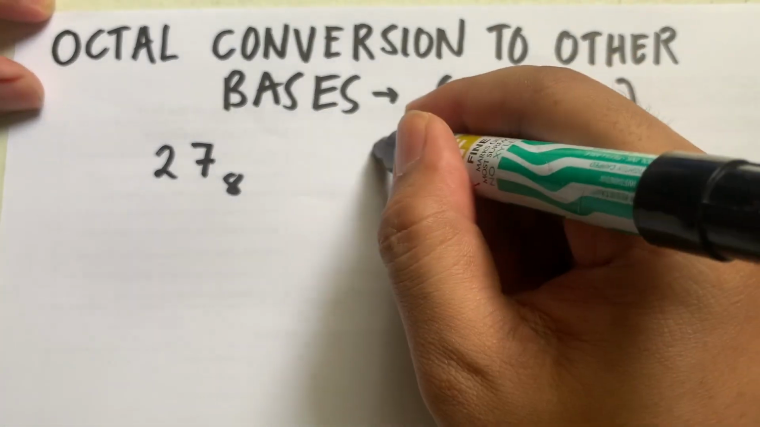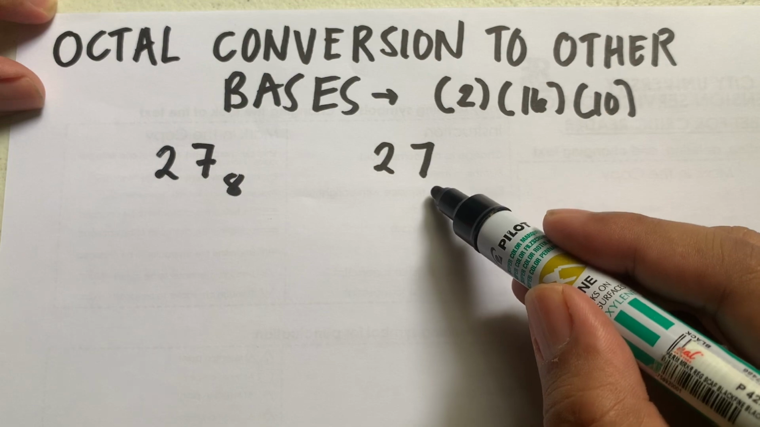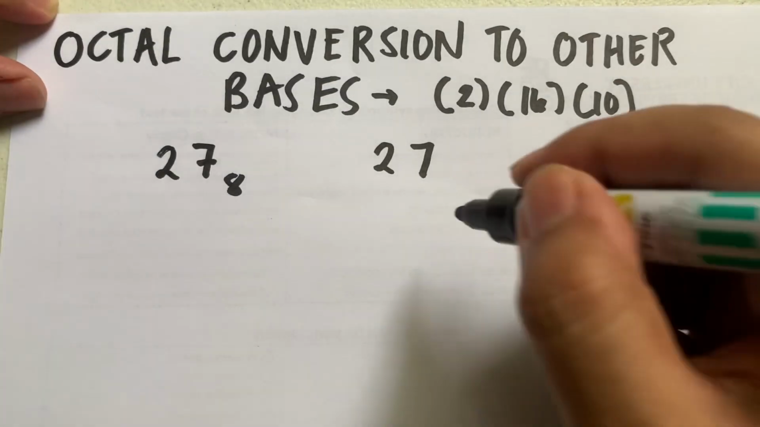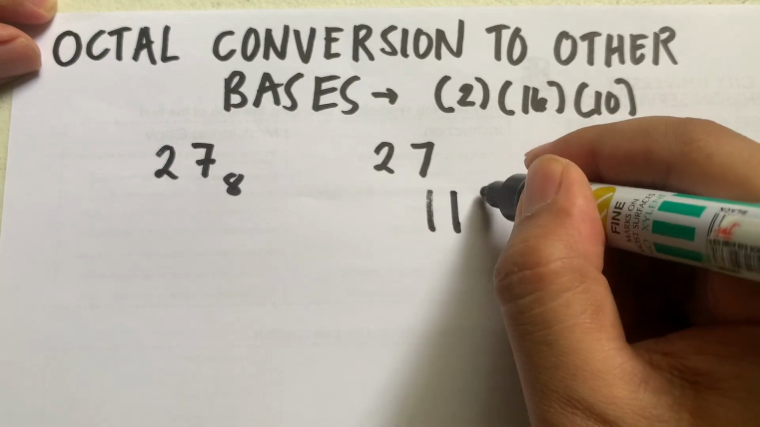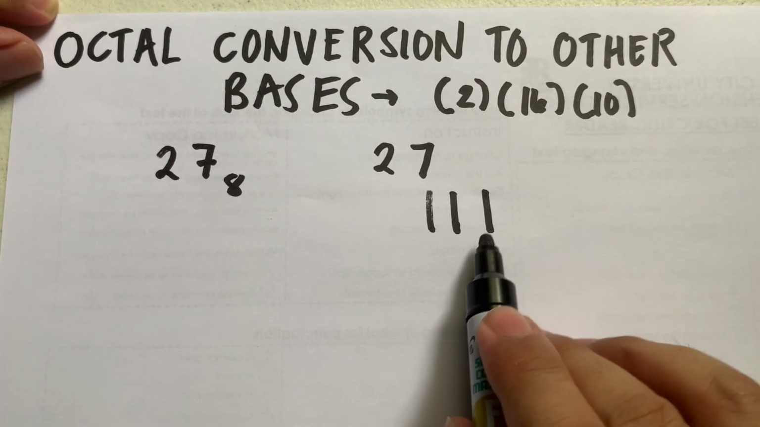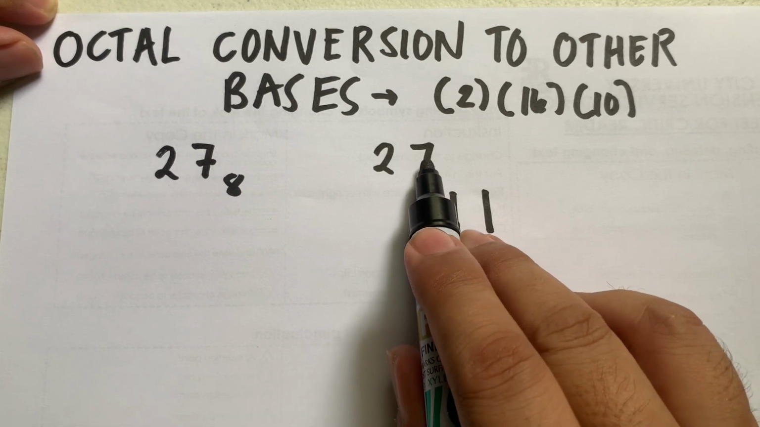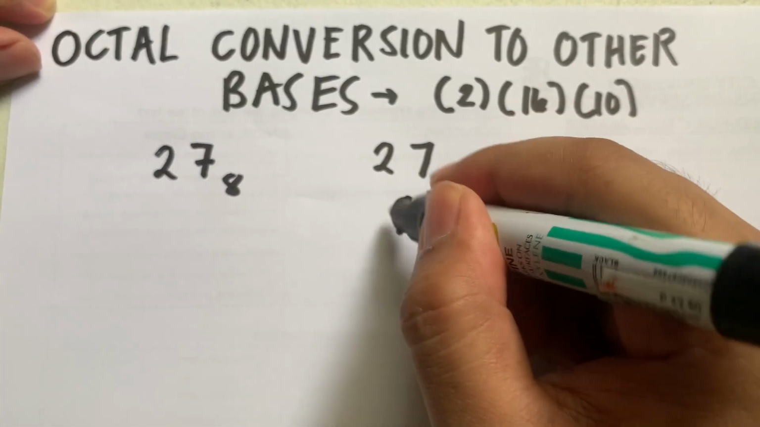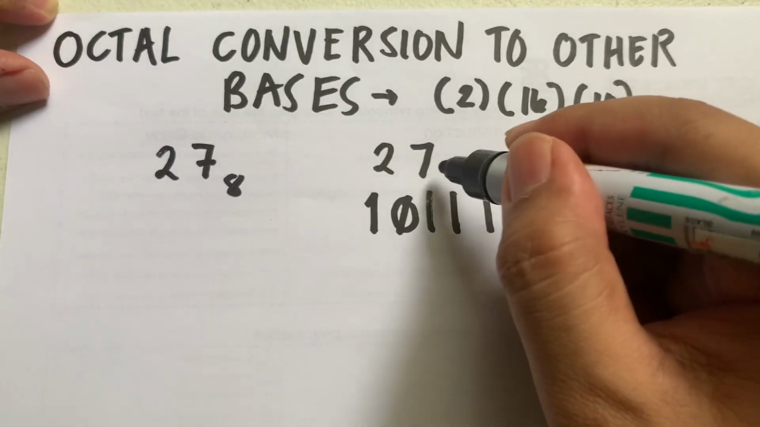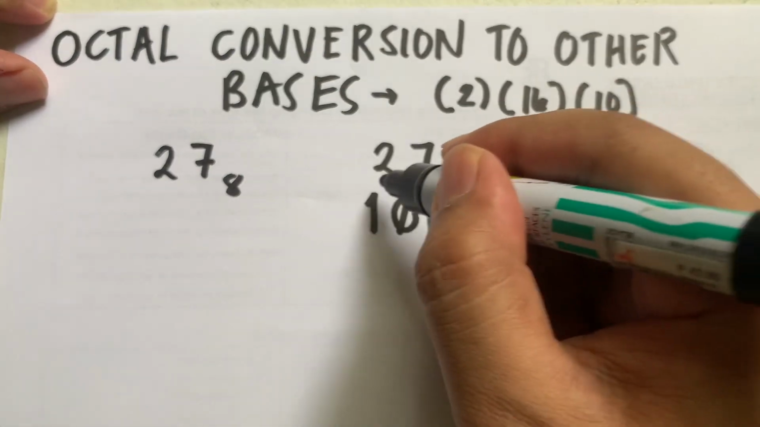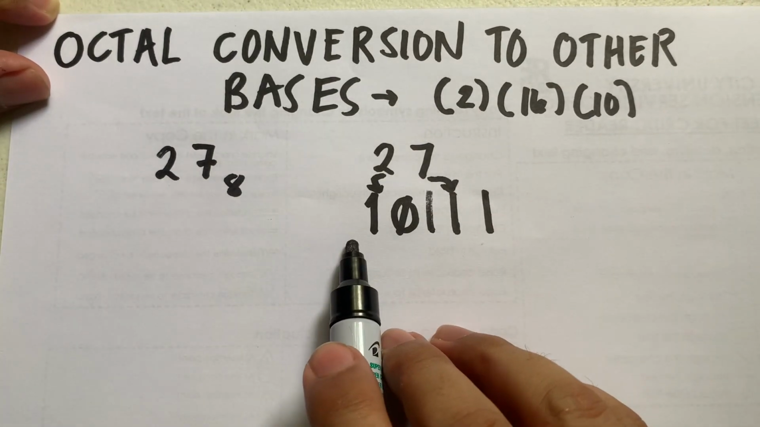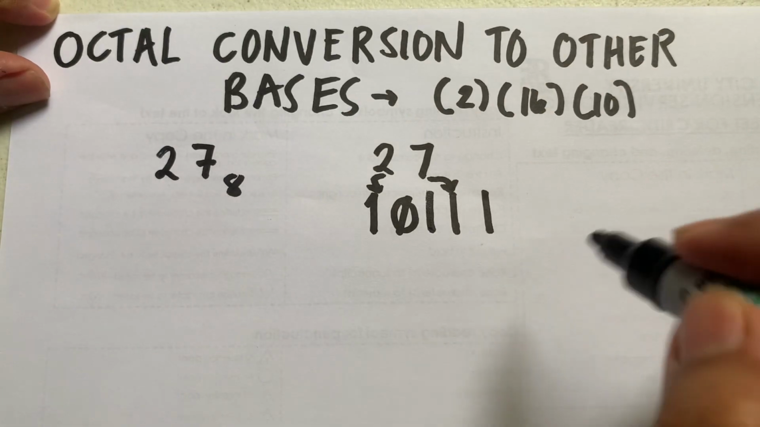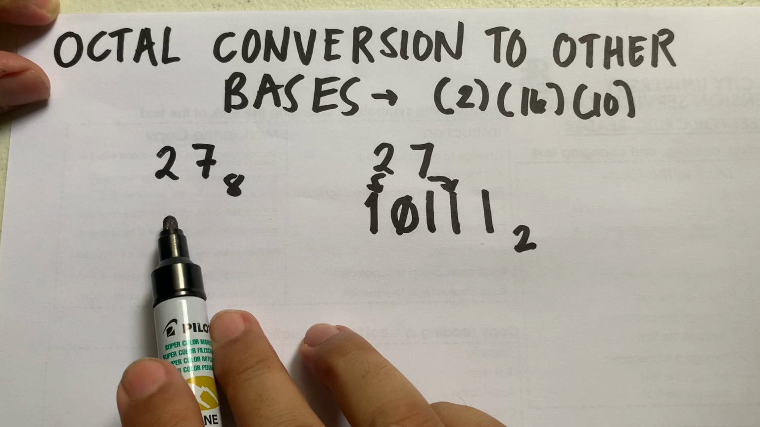So how are we going to represent this 7 as a binary number? Using the positional value, we know that 7 is 1, 1, 1 in 3 digits. This is the binary representation of 7, since each octal digit is equivalent to 3 binary digits. So 2 is represented by 0, 1, 0. We don't put any 0 here since it is on the left, so you only have 1 0 1 1 1. This is now the binary equivalent of 27.